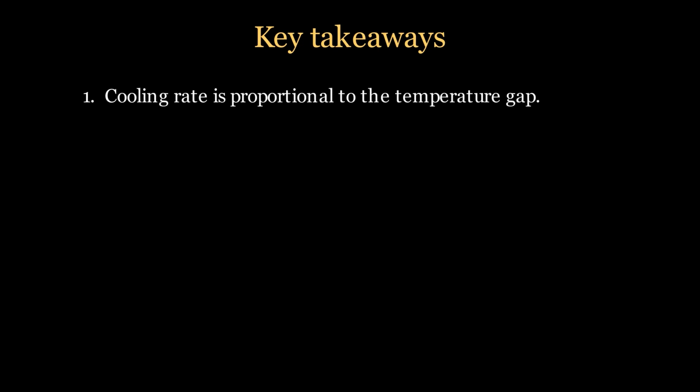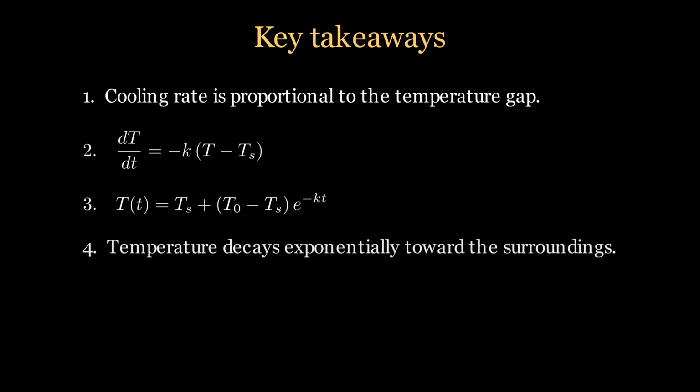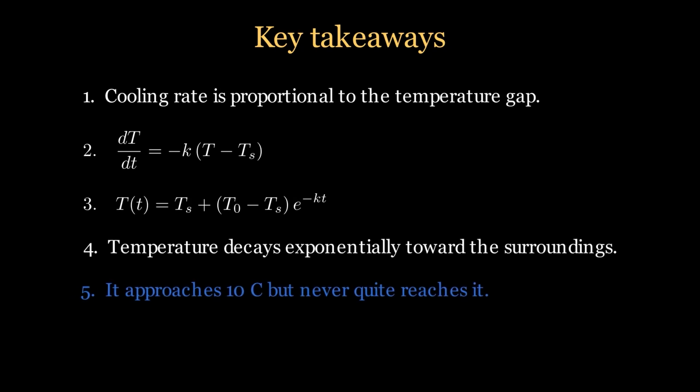So, to recap, cooling speed depends on the temperature gap. That idea becomes a simple differential equation. And its solution is an exponential decay toward the surroundings. The object races to cool when it's hot, eases off as it nears the room, and approaches 10 degrees forever without ever truly arriving. That's Newton's law of cooling.